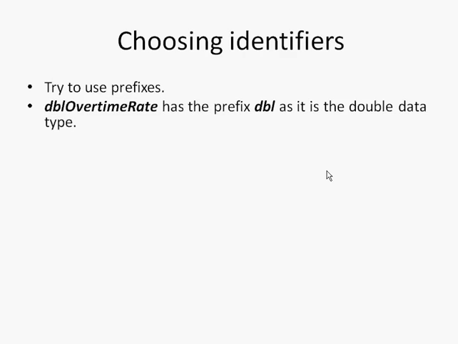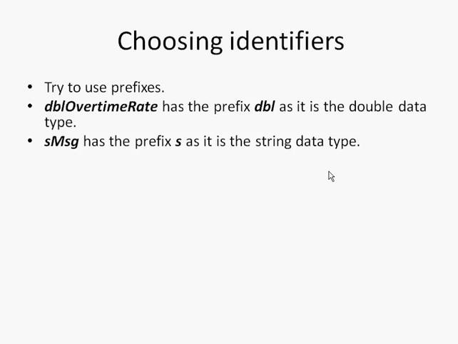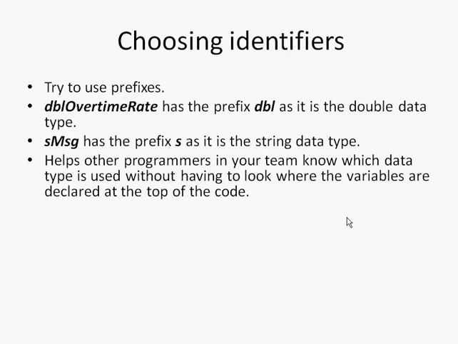As you can see, my overtime rate variable has the prefix DBL, as it is the double data type, and DBL is double shortened. My message variable had the prefix S, as it is the string data type, and this helps other programmers in your team know which data type is used without having to look where the variables are declared at the top of the code. So as they're reading code and they see a variable being used, they can tell what sort of data type that should be.